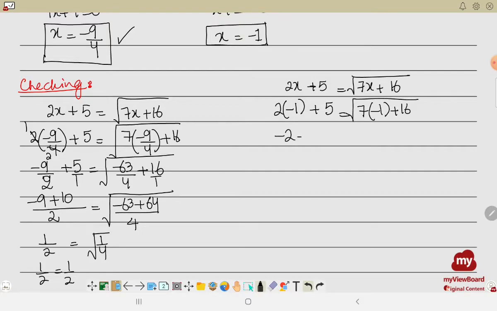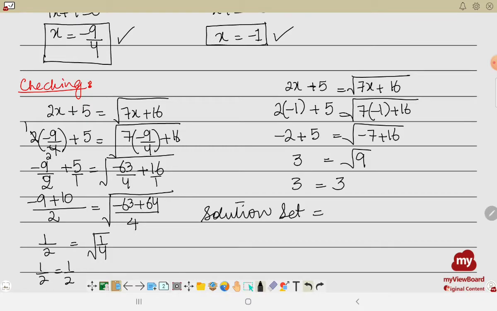So 2 minus 1, we will solve both sides separately. We are having minus 7 plus 16, which is 9. Here we'll have square root of 9, and you see square root of 9 is 3. So for both the values, our given equation is satisfied. Both values of x will go into the solution set. So minus 9 by 4, comma minus 1 is the answer. Hope you understand the steps and the working.